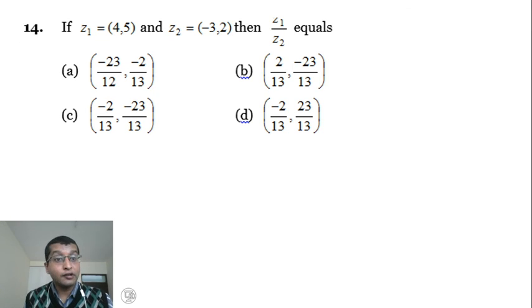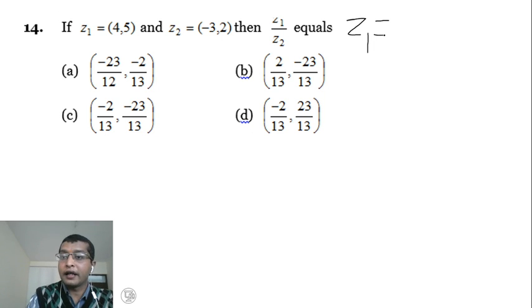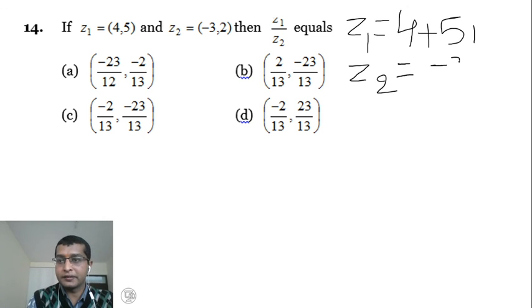Z1 is a complex number. This is another way of representing a complex number. Z1 is the first complex number, so I write Z1 equal to (4, 5), where the first coordinate is the real part and the second coordinate is the imaginary part, so 4 + 5i. Z2 equal to (-3, 2), the real part is -3 and the imaginary part is i times 2.